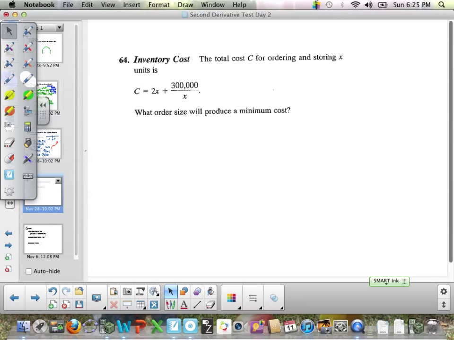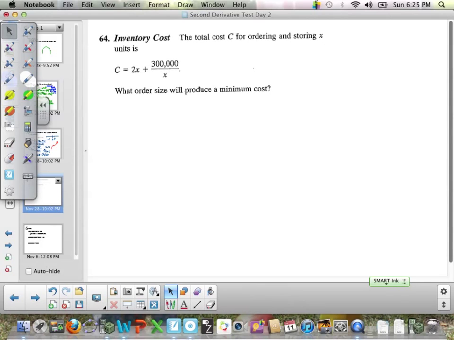All right. The total cost for ordering and storing units is C equals 2x plus 3,000 over x. What order size will produce a minimum cost? Well, for minimum, you want to find where your derivative is equal to 0 and then do a check. Since this is on the second derivative test, we probably want to find the second derivative too. So let's find our first derivative.